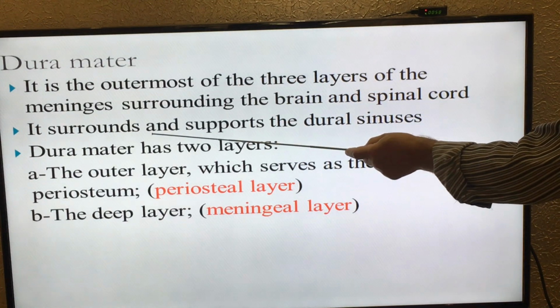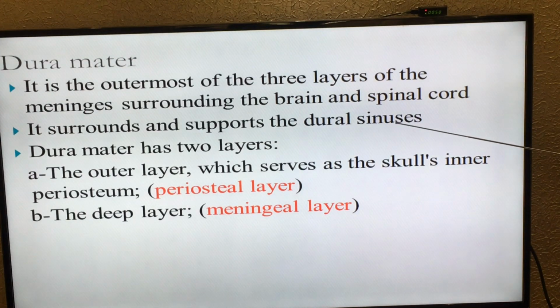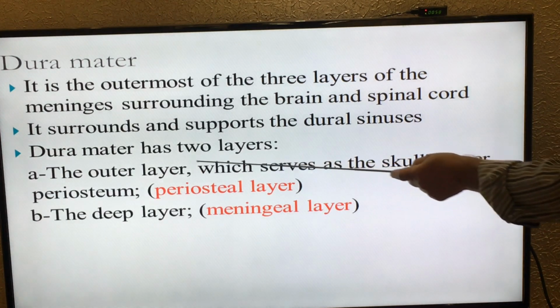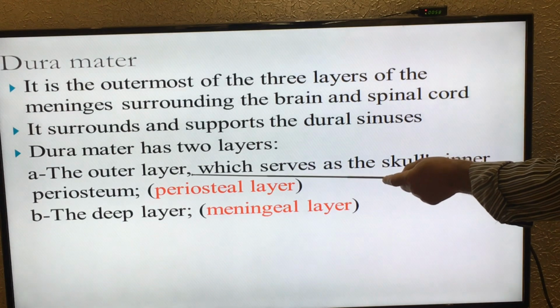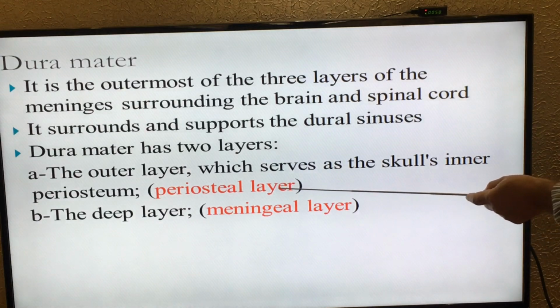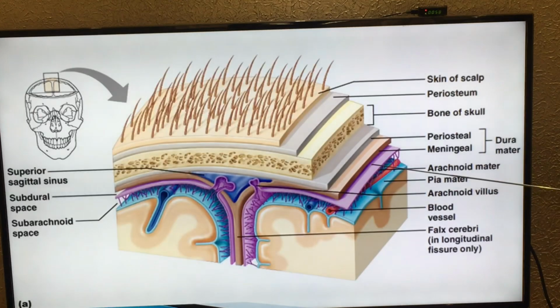It is surrounded and supports the dural venous sinuses. I will discuss it later. But I want to remind you, the dura mater is formed by 2 layers. Who are they? A, the outer one, we call it periosteal. B, the inner, we call it meningeal.